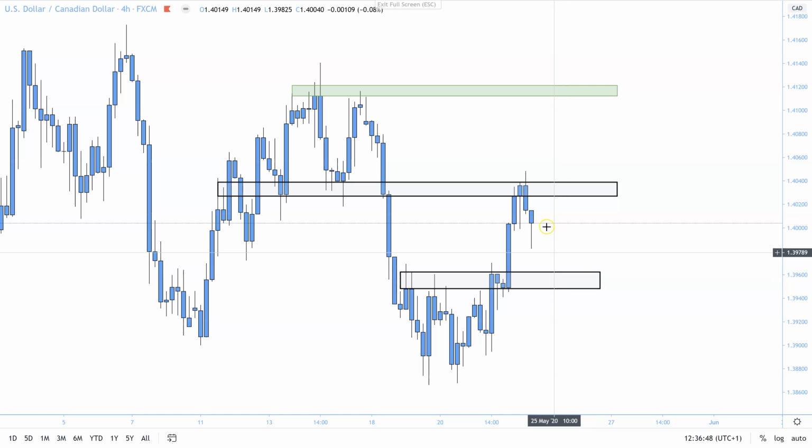And if price doesn't come back, then I'll be looking for a clean break of this structure, close above, retest, and then a continuation to some of these target highs. So that's my analysis on these pairs for this week. I hope that was useful for you.